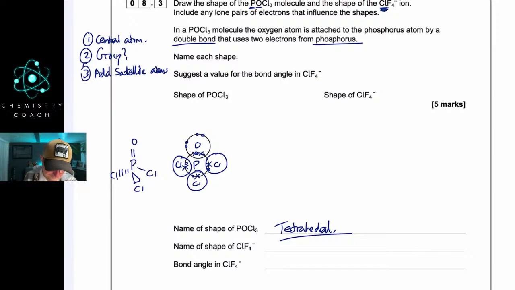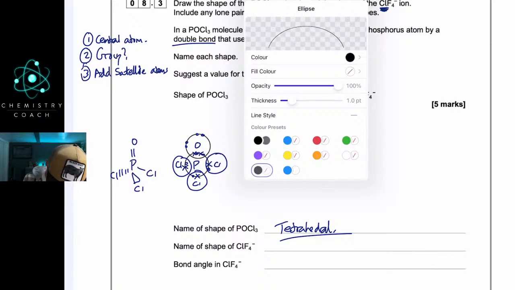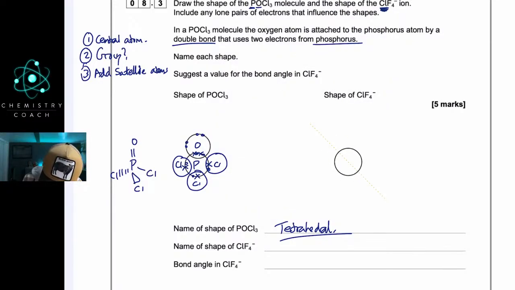No harm in that. Now, ClF4. So we've got, let's do this one. So ClF4, we've got a chlorine in the middle, like so. We know it's in group 7, so 1, 2, 3, 4, 5, 6, 7.